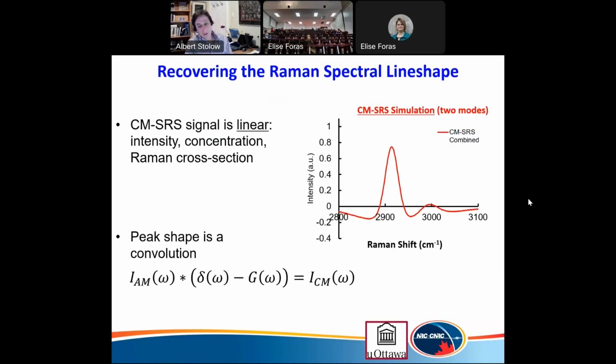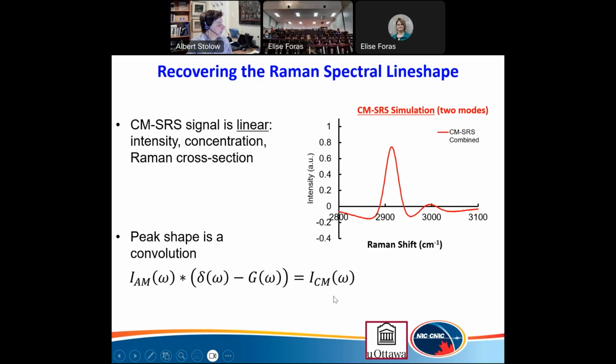So the line has a funny shape. Can we deconvolute this funny line shape to get a proper Raman spectrum? Turns out we can, because this is a linear convolution. This unsharp mask idea is a convolution of the amplitude modulated signal with this blur, if you like, the sharp minus the blurred. And this is the so-called chirp modulation spectrum. That's what we measure, and this is how it comes about.